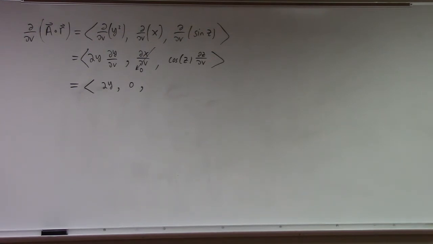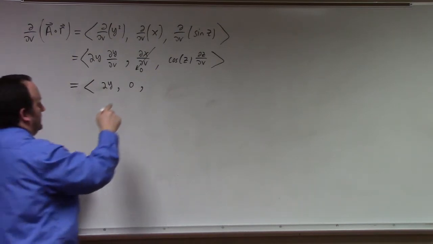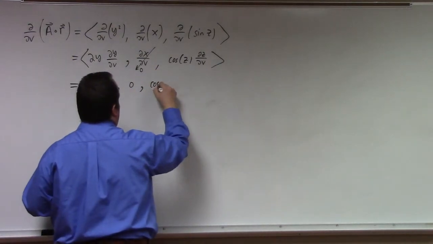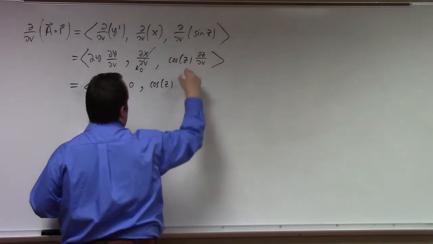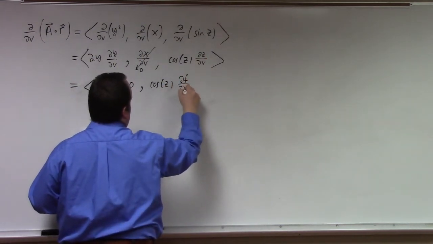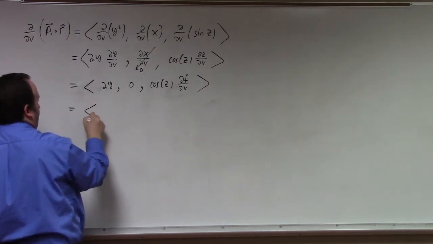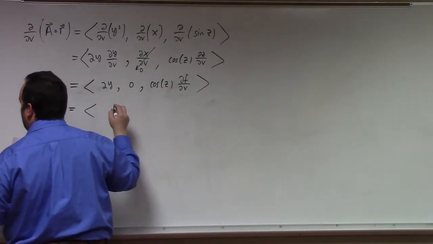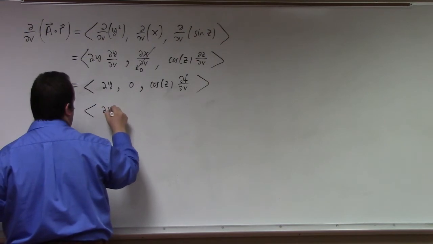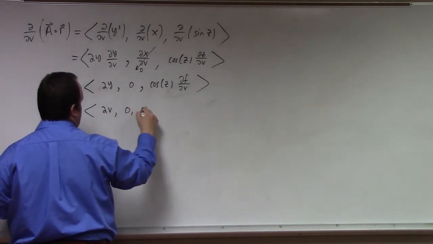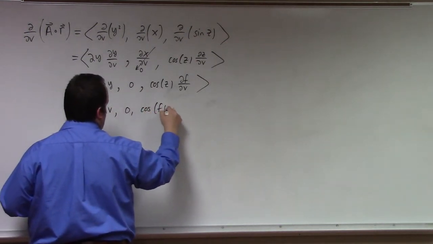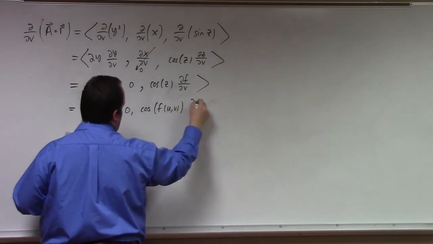It's just 1, right? And so that gives us a cosine of z. And this, of course, is partial f partial v, right? But if I put that in terms of the u and the v's, that's nothing more than 2v, 0, cosine of f of uv, partial f partial v.